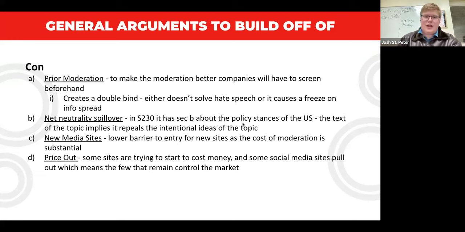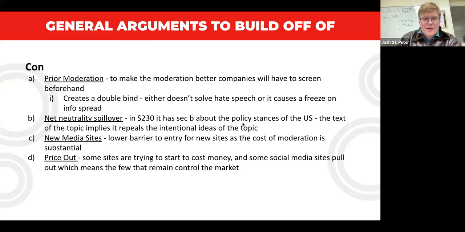The other argument I thought was really interesting that we could talk about is a net neutrality spillover. In Section 230, specifically Section B, it talks about how the policy stance of the United States was to be towards things like free speech. However, repealing that could be a shift in the paradigm of the United States, which could mean that we get rid of things like net neutrality in the future. The text of the topic implies it repeals the intentions of the policy too, because the topic does not specify Section 230(c), it only specifies Section 230, which includes all of A through D, which means that you could do it on the policy stances, which could be really interesting.